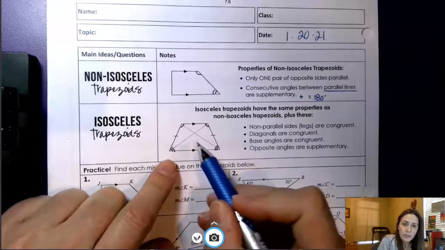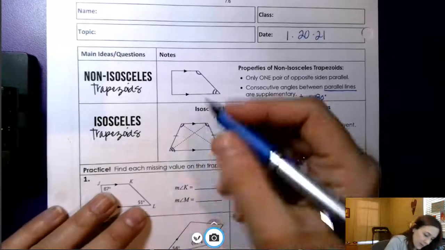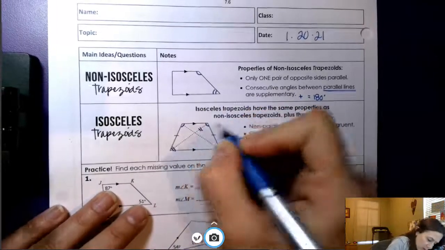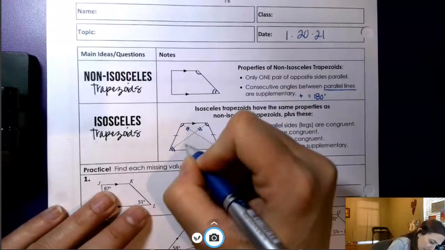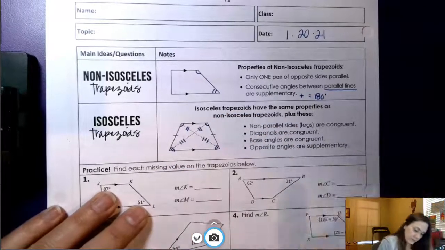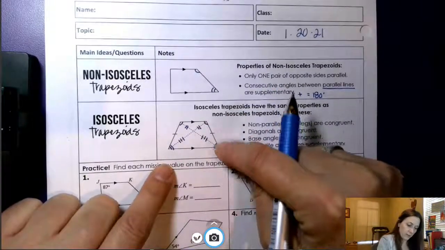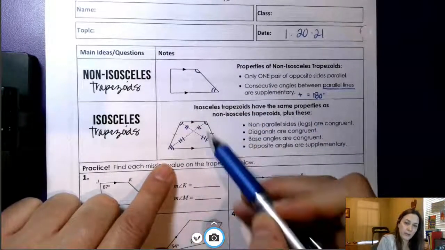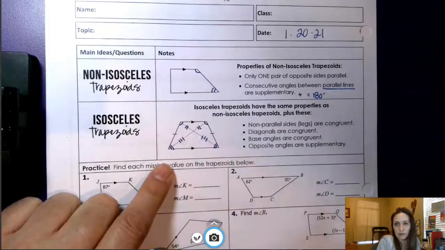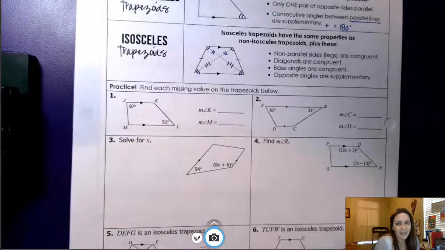Diagonals are congruent, but they're not bisected. So this piece here would be the same as this piece here, and this piece here would be the same as this piece here. Opposite angles are supplementary. If the consecutive angles are supplementary, the opposite angles are also supplementary. So these are things we know. That's all you need to be able to answer all of these questions.